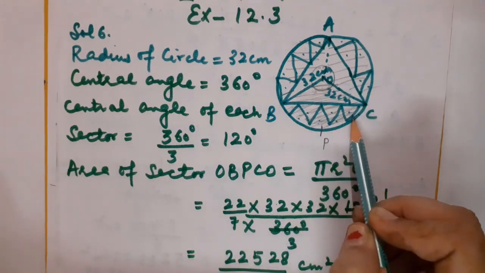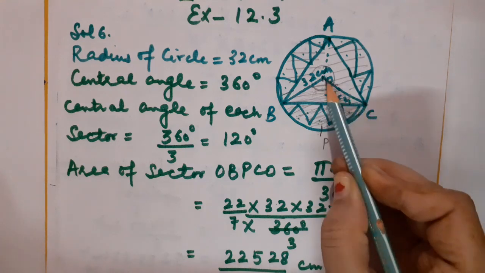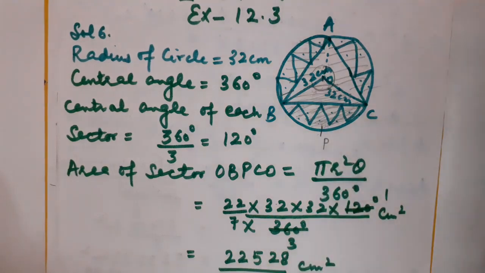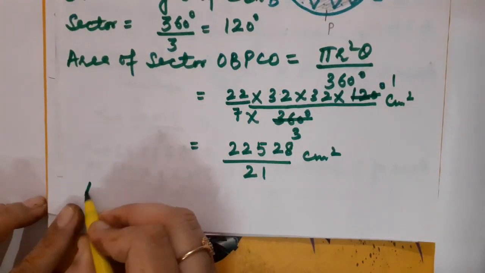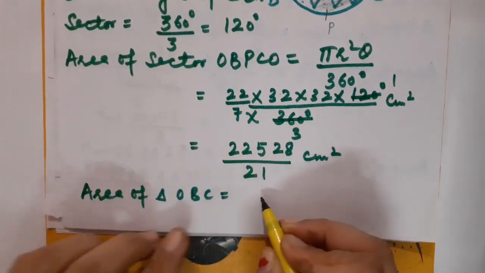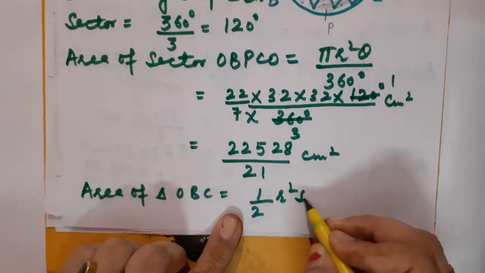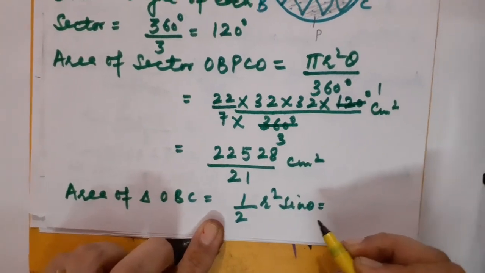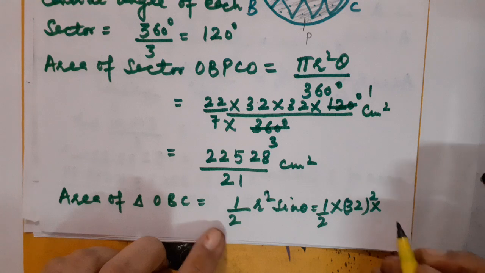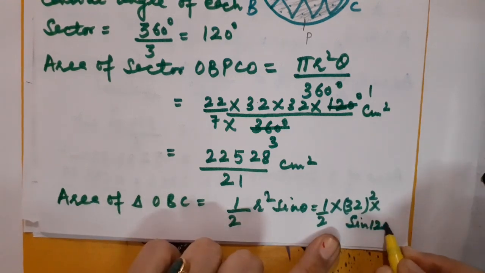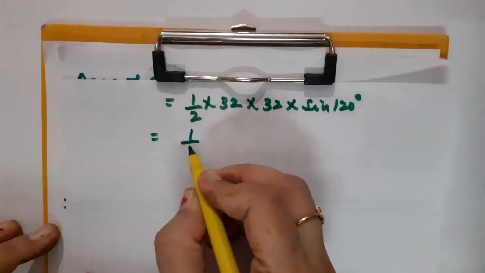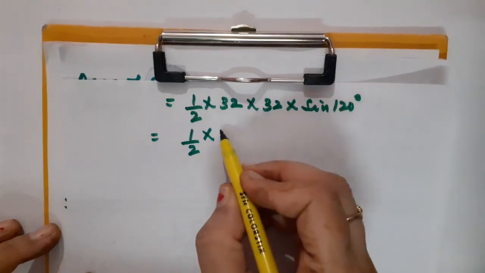But I want the area of the design, so definitely the area of the triangle must be subtracted from the area of sector to come to know the area of design. Now let us recall the formula of calculating area of triangle OBC, that is half into r square sine theta. So what it would become? Half into 32 square into sine theta is what? Sine 120 degree. So children, here I have got this value 1/2 into 32 into 32.